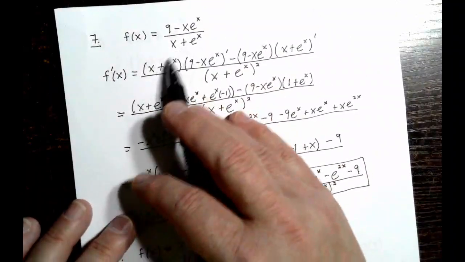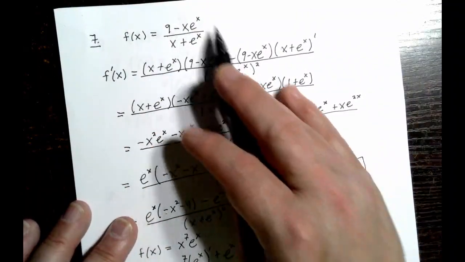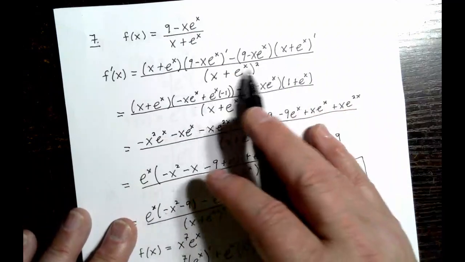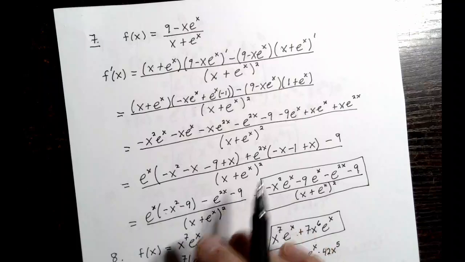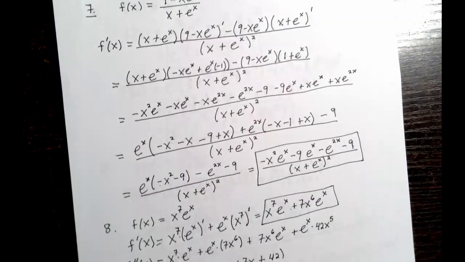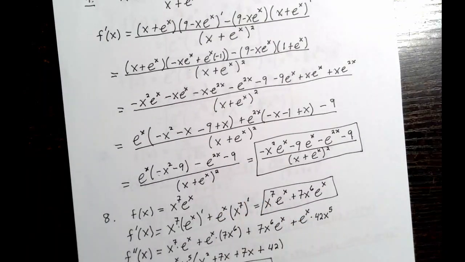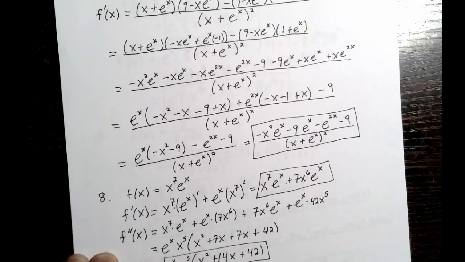Quotient rule, bottom, derivative of the top minus the top, derivative of the bottom over the bottom squared. And you take your derivatives of each one. Bunch of stuff reduces. You can do some factoring and finally figure out what you got here.